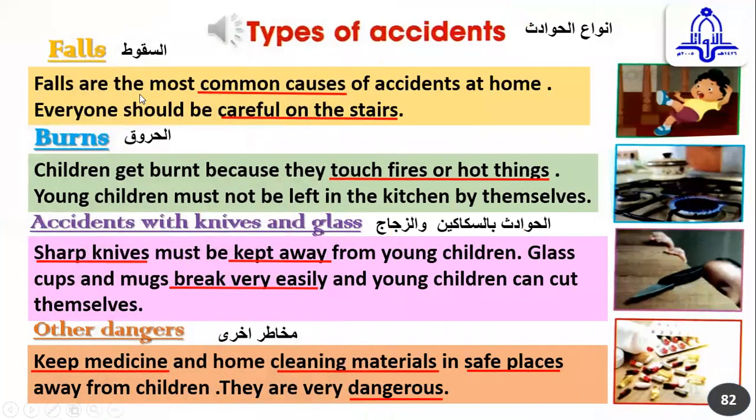Now we should complete types of accidents. Types of accidents. It means at home, types of accidents that happen at home. We have at first falls. Falls. As you see here in this picture, the boy falls from the stairs. So the boy here falls from the stairs.